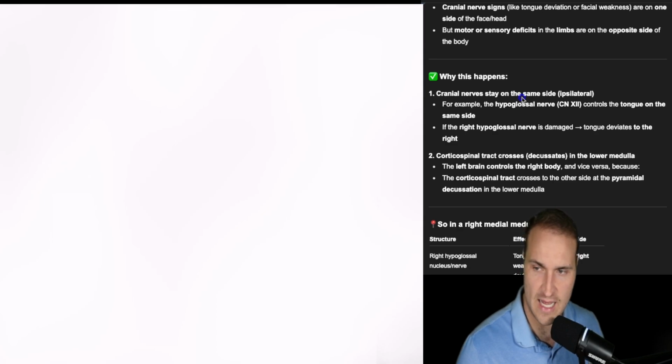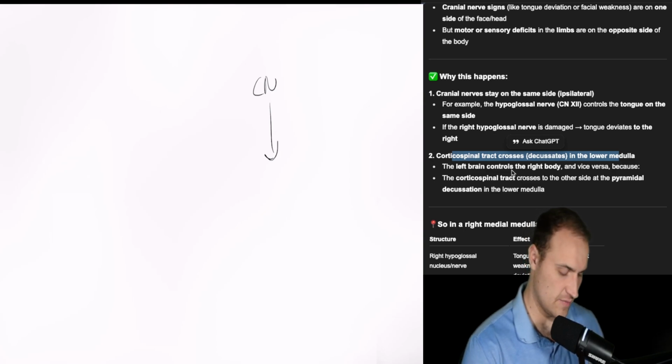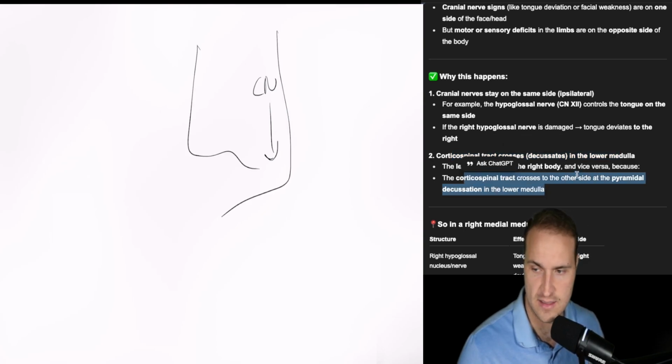Now, the reason why this happens is that the cranial nerves stay on the same side. They are ipsilateral. So the hypoglossal nerve controls the tongue on the same side. If the right hypoglossal nerve is damaged, the tongue will deviate to the right. But the corticospinal tract decussates at the lower medulla. And so the left brain controls the right side of the body and vice versa. So it crosses at the lower medulla.